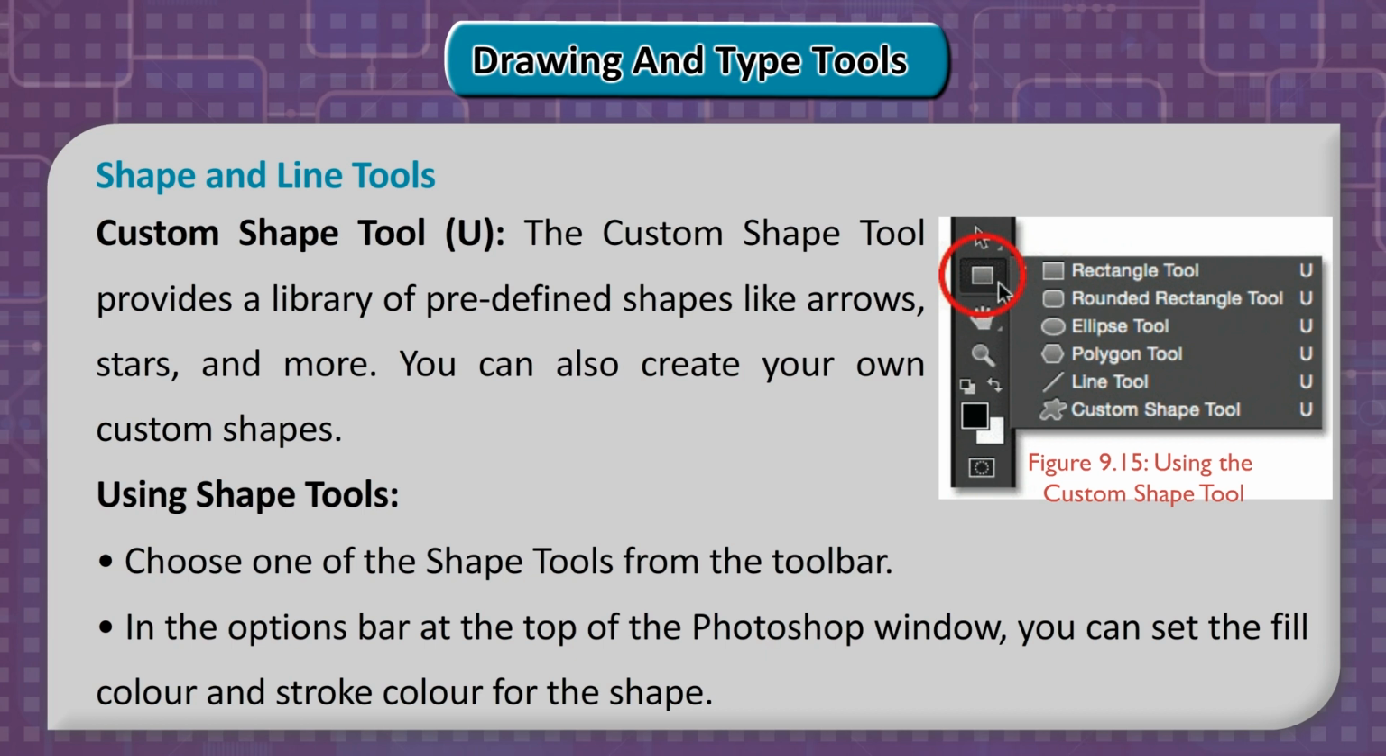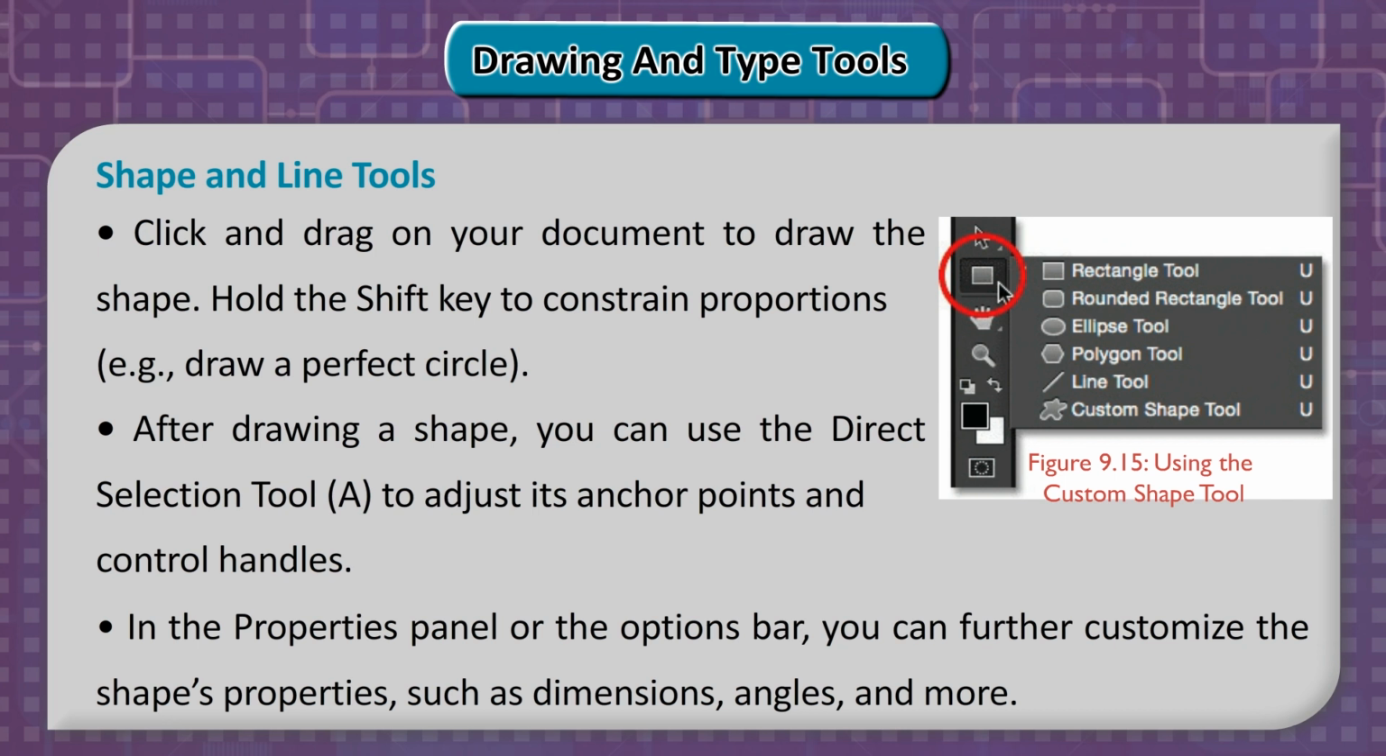Using shape tools, choose one of the shape tools from the toolbar. In the options bar at the top of the Photoshop window, you can set the fill color and stroke color for the shape. Click and drag on your document to draw the shape. Hold the Shift key to constrain proportions. For example, draw a perfect circle.